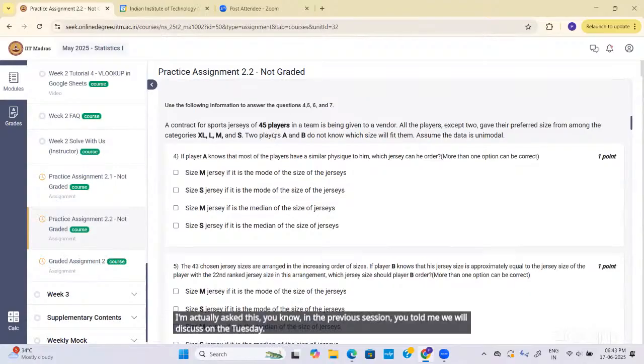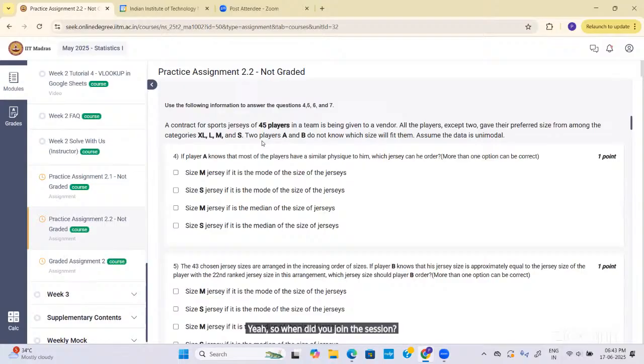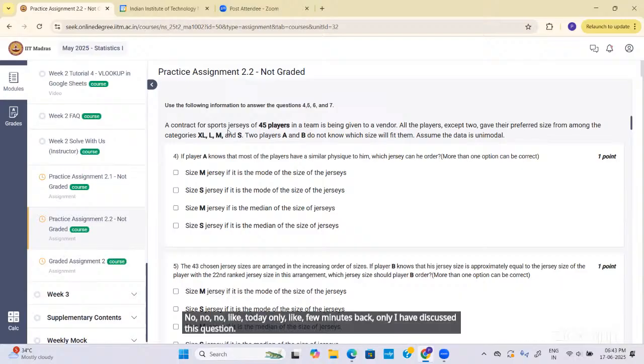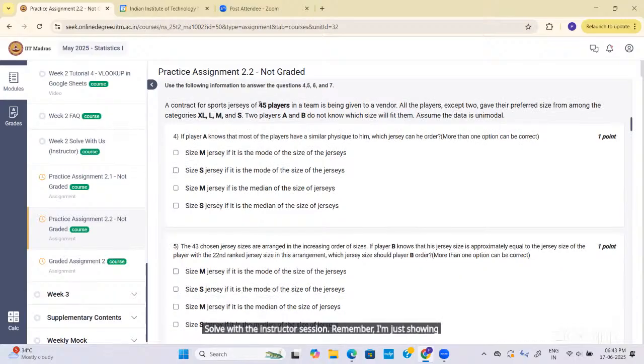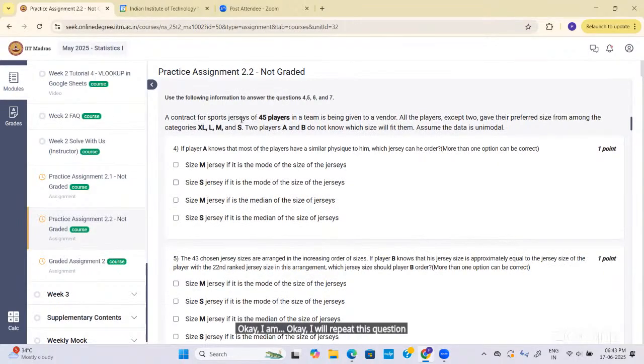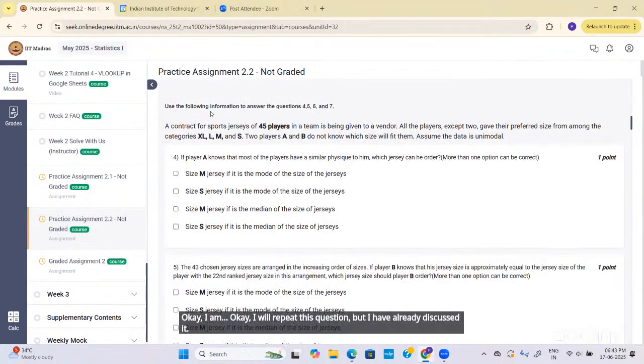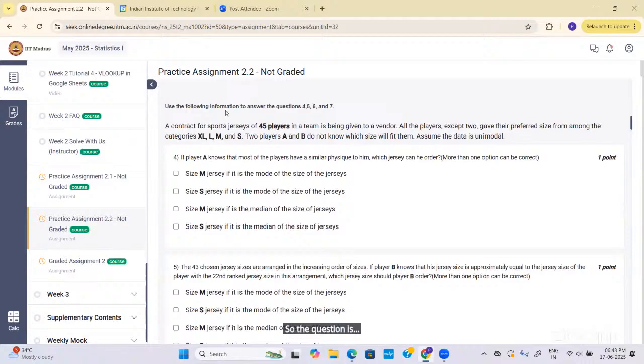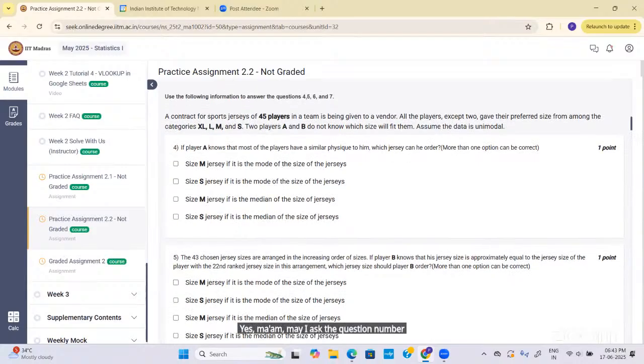So when did you join the session? Today? On the instructor solving, I think. No, solve with instructor today session only, a few minutes back only, I discussed this question. Ma'am, I have just joined 5 minutes ago. Okay, I will repeat this question, but I have already discussed it. So you only asked this question on that day, right? Yes, ma'am. I asked question number 4, 6, and 7.